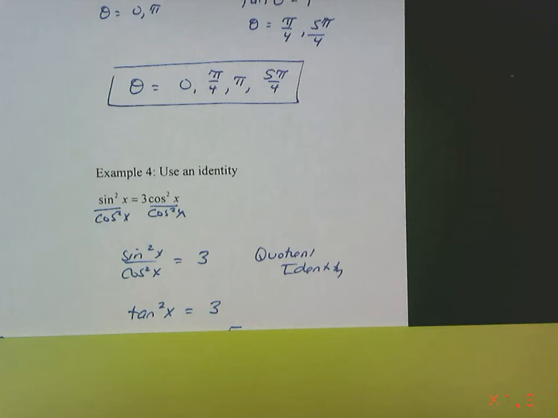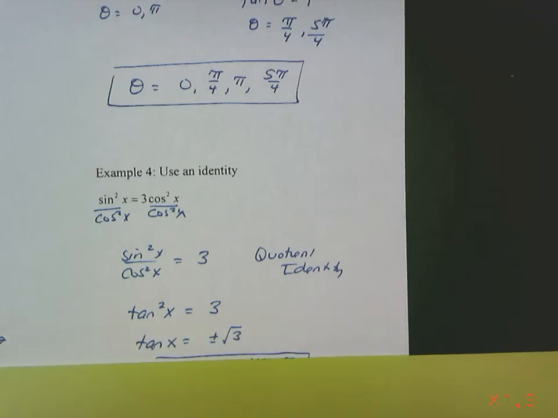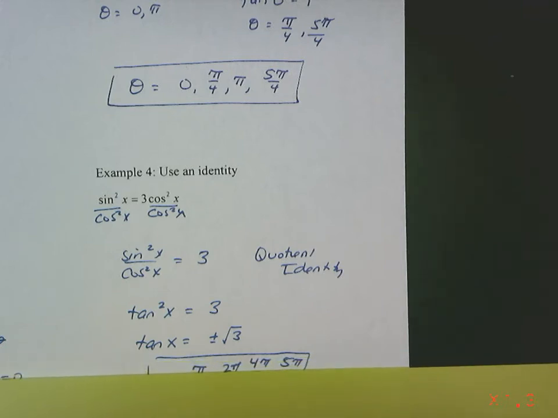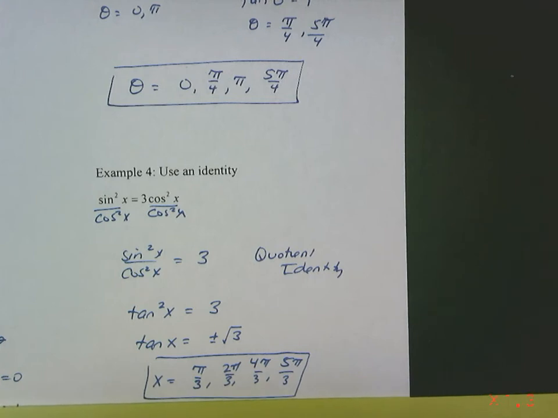I take the square root of both sides, and I get tangent x is equal to plus and minus the square root of 3. It's important to remember the positive and the negative. If you're solving for something squared, positive answers will work and negative answers will work, and you want to make sure that you have all of them. Tangent x is equal to the square root of 3 at pi over 3. So since there's plus or minus, my answers are going to be pi over 3, 2 pi over 3, 4 pi over 3, and 5 pi over 3.